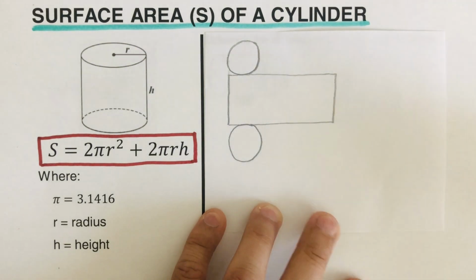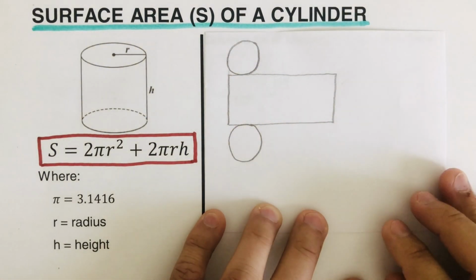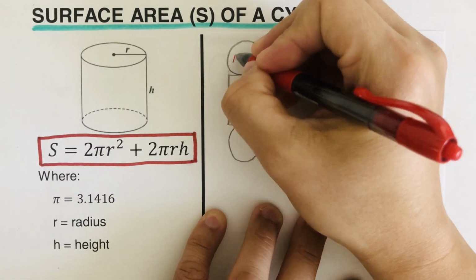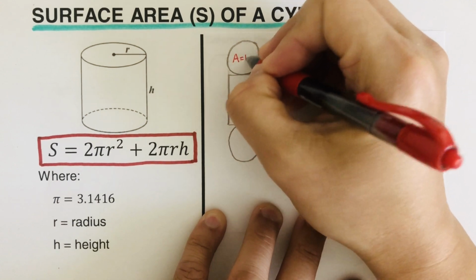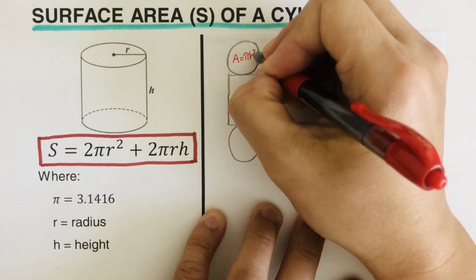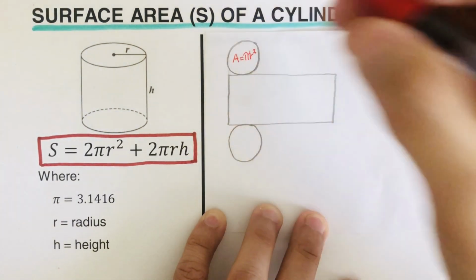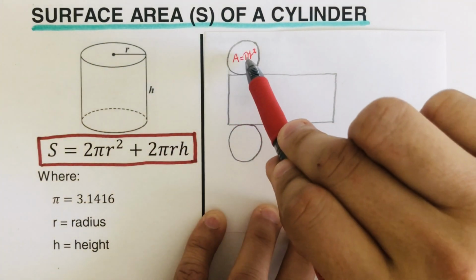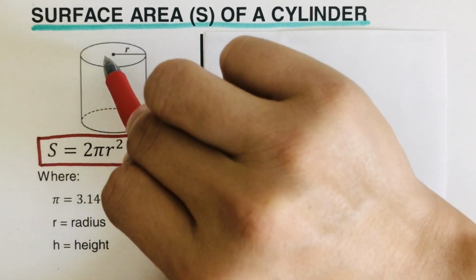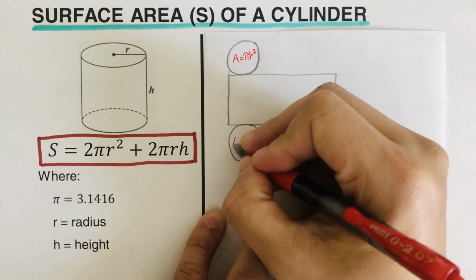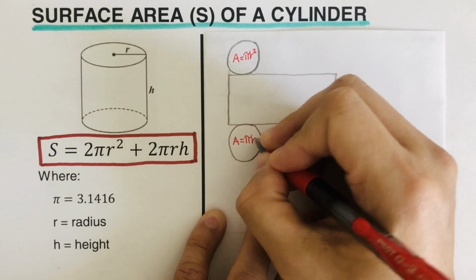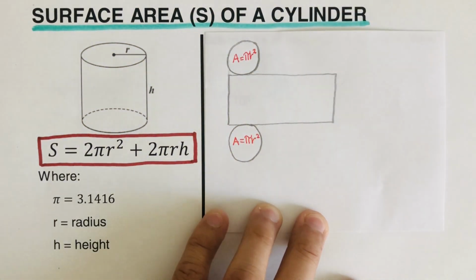Now, we remember that the area of a circle is pi r squared. So we can label this as area equal to pi r squared. That's the area for this circle. The other circle, at the bottom, has the same area since these two are congruent. So the area for the bottom circle is also pi r squared. They're just the same.